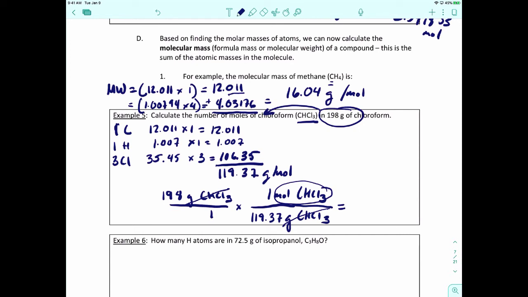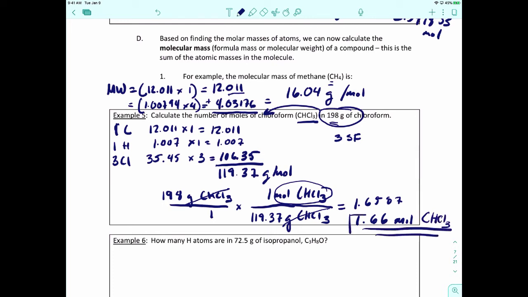I did that wrong, 198 divided by 119.37. I get 1.6587, and I keep going. Again, because I have 3 sig figs here, I need to make sure my answer has 3 sig figs, so this would be 1.66 moles of chloroform.